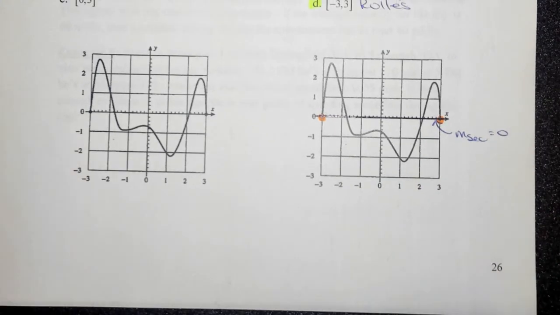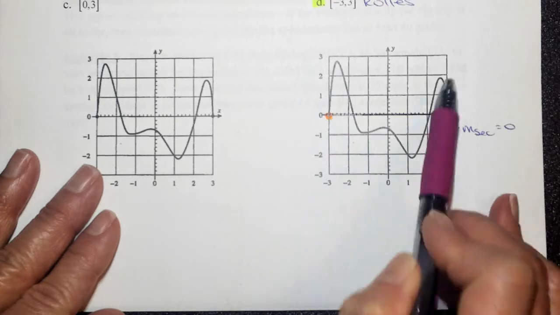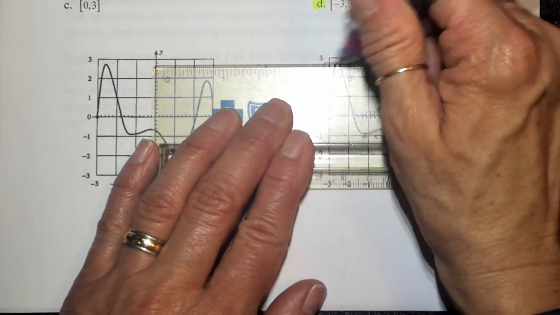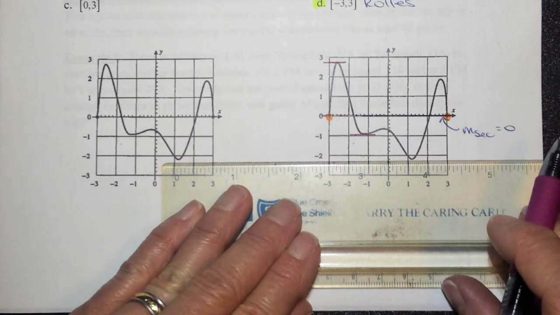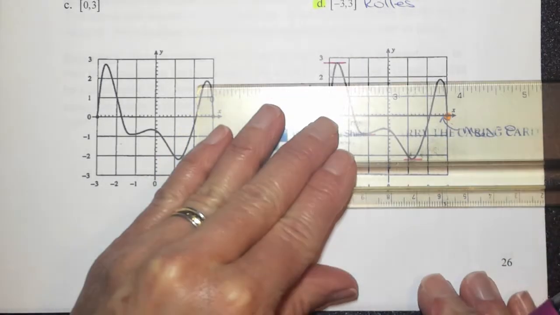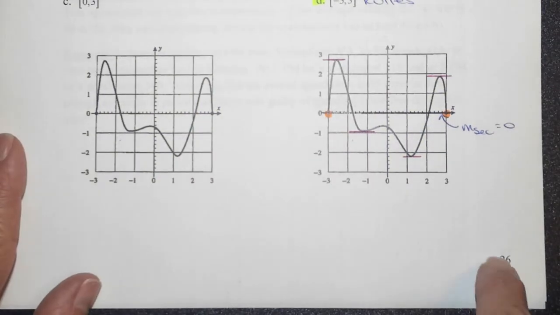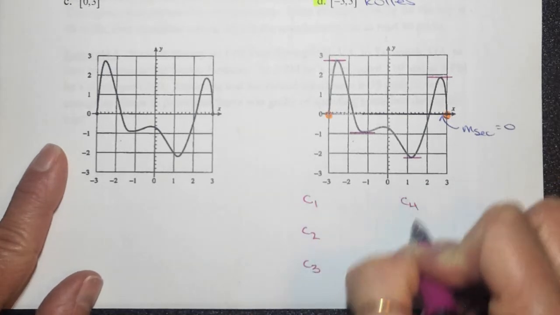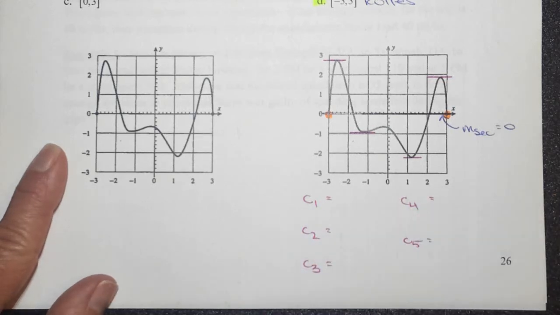Now I need to identify where and how many places on the graph that happened. First of all, when I look at this, there's a lot. 1, 2, 3, 4, 5. So I've got 5 values I have to identify. I'm just going to draw them on the graph, which is what I would expect you to do. Okay, this is page 26 also in the note packet. So we have c sub 1, c sub 2, c sub 3, c sub 4, c sub 5. And these all just represent the multiple x values where I have a horizontal tangent line.